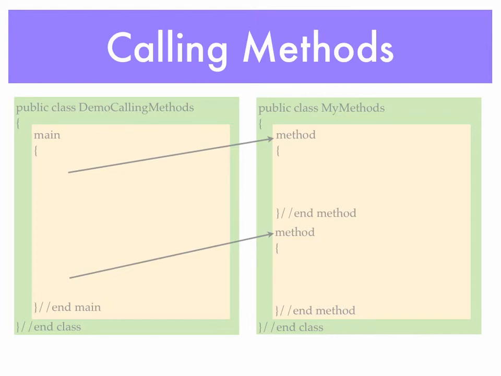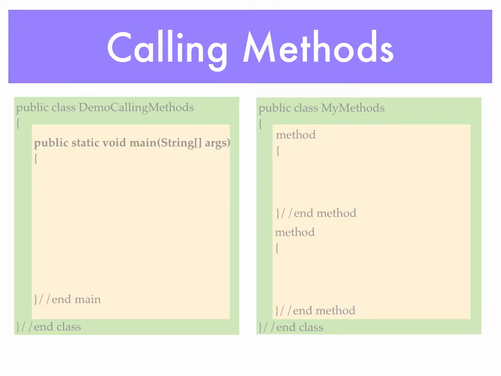DemoCallingMethods. So here I'll declare my main method in DemoCallingMethods with public static void main(String[] args). We've seen that so many times. Here I'll declare my methods in MyMethods. The first will be named method1, and I'll declare it with public static void method1. Note that it expects no arguments passed to it. That's the empty parentheses. I'll declare that my second method will be named method2, and I'll declare it with public static void method2.